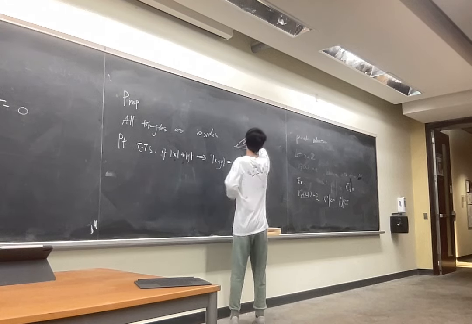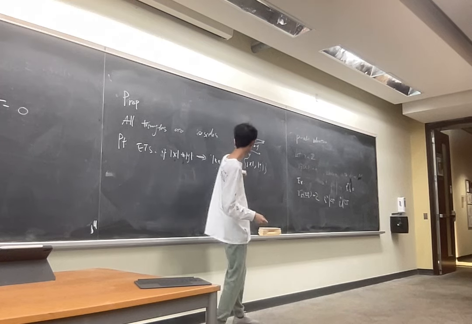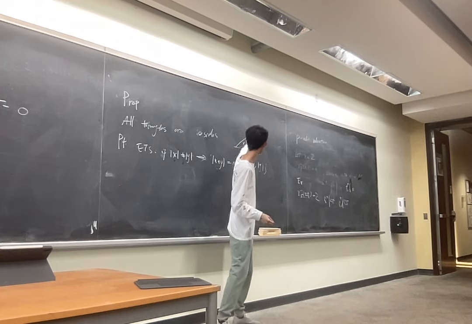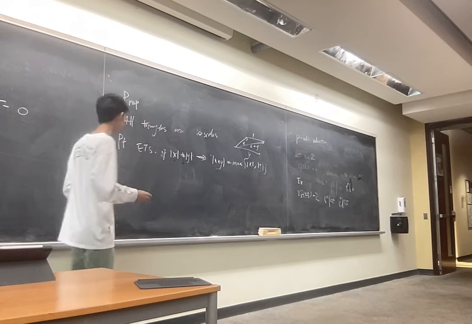So if x equals y, then this is isosceles, and we're done. If it's not x equals y, then this guy is equal to this or this. So it's isosceles anyway. So all triangles are isosceles. How do we show this?